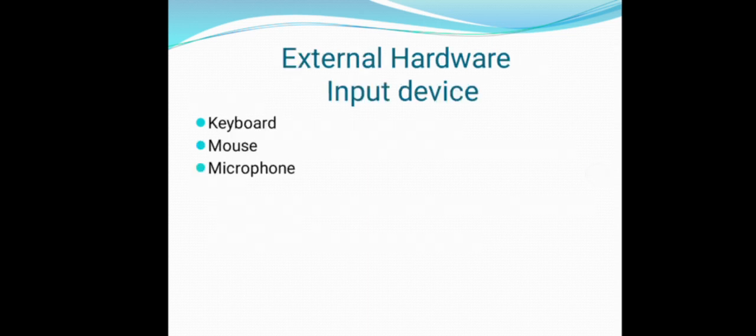Now the next one is your external hardware devices. There are two categories of external hardware. First one is your input device and the second one is your output device. So firstly we will discuss input devices. There are three input devices we are going to discuss. The first one is your keyboard.